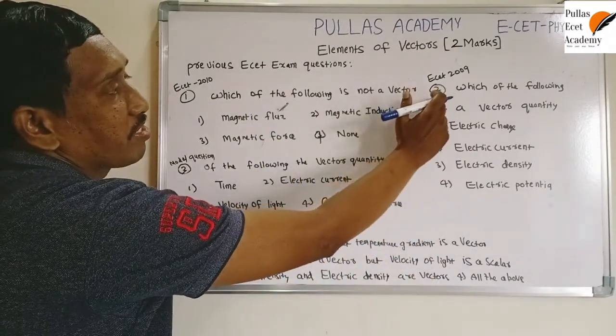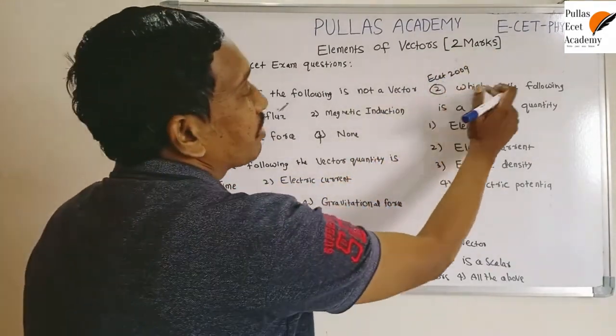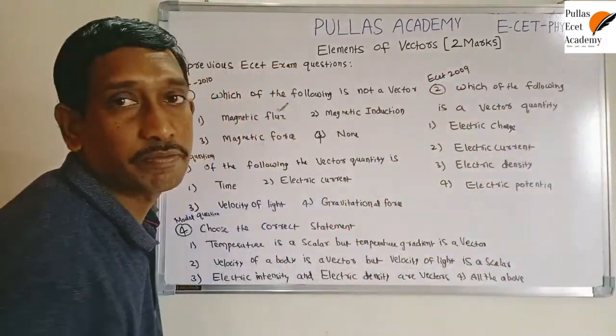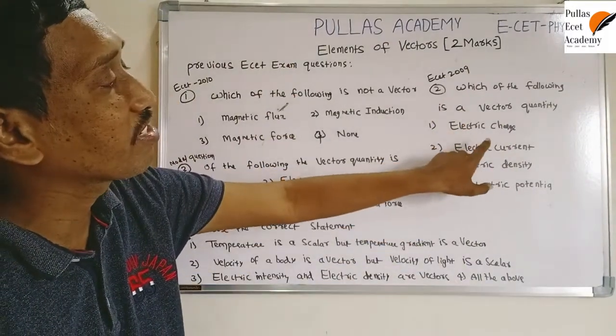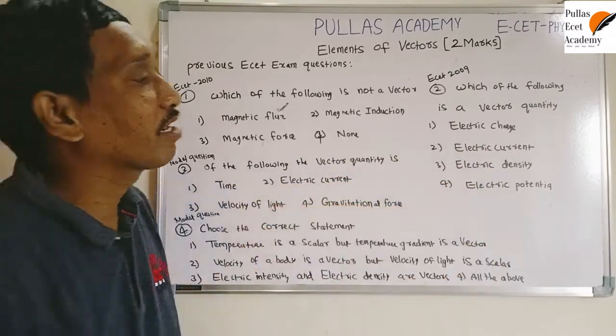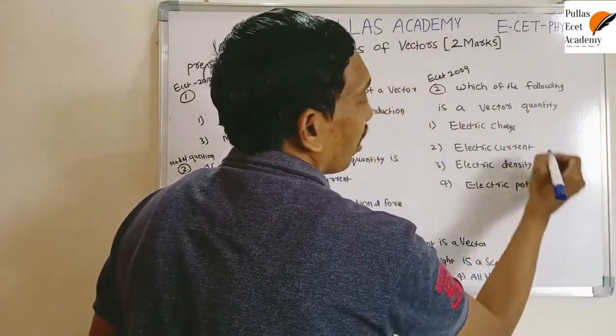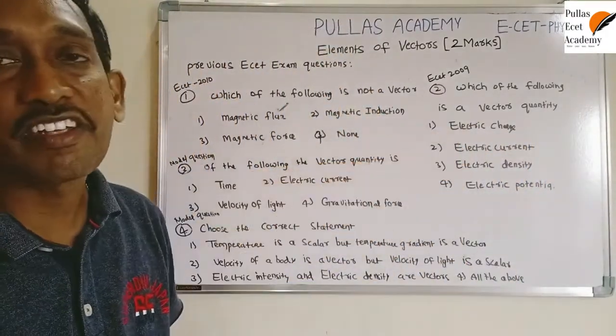Next, second question. This is repeated in ECET 2009. It's also a very simple question. Which of the following is a vector quantity? Given 4 options. One is charge, second one is electric current, third one is electric current density, fourth one is electric potential. Electric charge is a scalar. Already we have discussed, charge is a scalar.